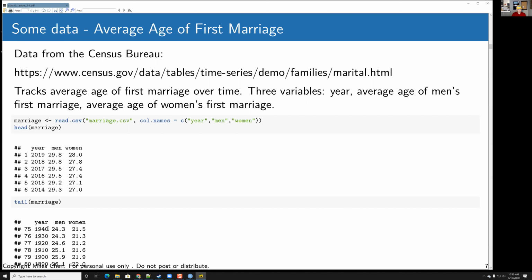In 1940, when they asked how old were you when you first got married, the average age for men was around 24.3. The average age for women was around 21.5. Okay, and this got a little bit cut off, but I think the very first measurement was in 1890, and it was 26.1 and 22.0. Okay.